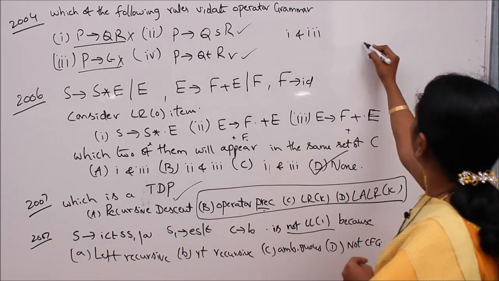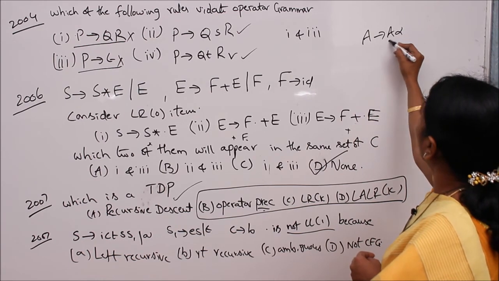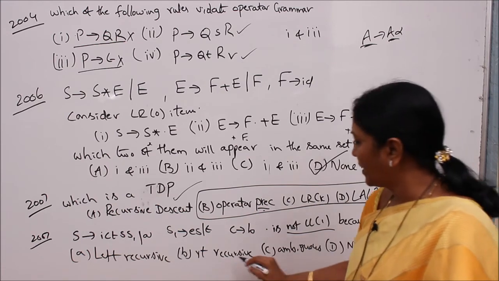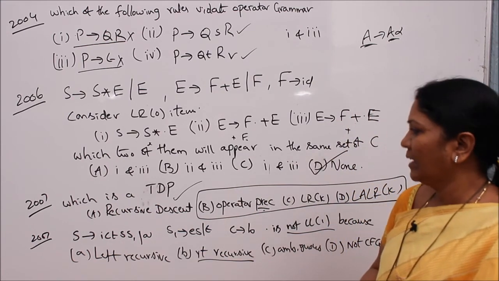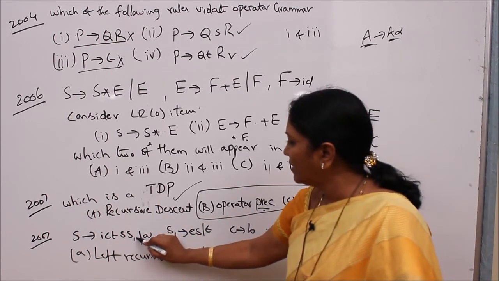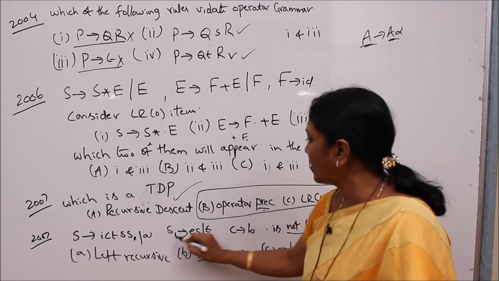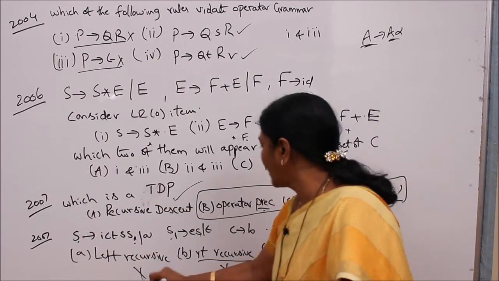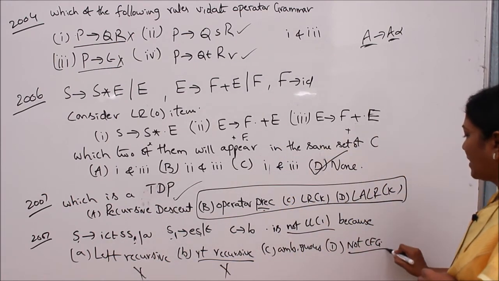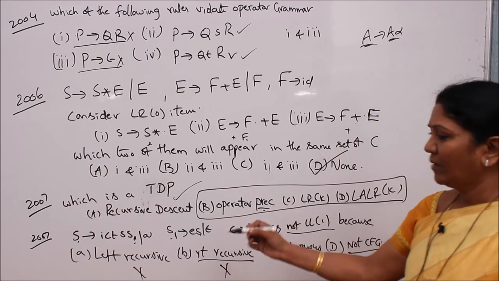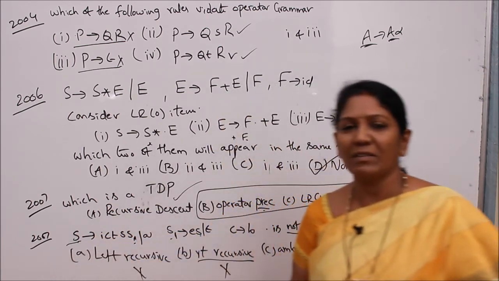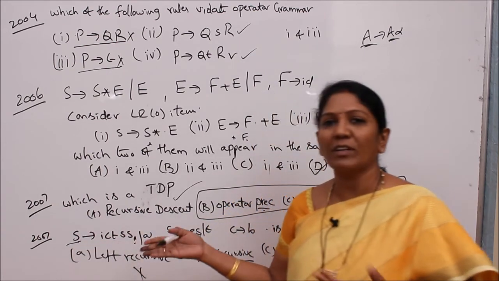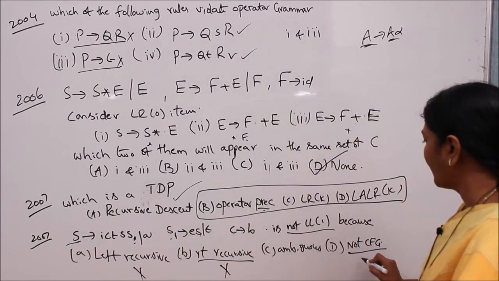What is left recursive? Whenever you have a grammar of the form A to A alpha, if these two are matching, it is left recursive. Nowhere there is a left recursion. Is it right recursive? Look at here. This is S1 and here it is S1. These two are also not matching. It is not even right recursive, but not a CFG? What do you mean by CFG? A context free grammar is nothing but left hand side you have a single non-terminal, right hand side you can have a set of grammar symbols. So this is a CFG.